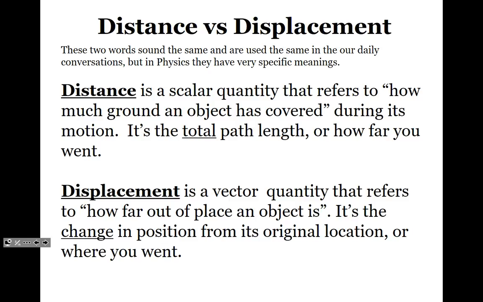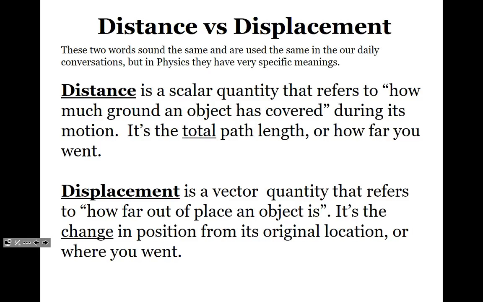So now we need to talk about the difference between distance and displacement. And you may feel like these two are pretty much the same, but they're not. They're different. And in physics, we're going to talk about why they're different. So distance is actually a scalar quantity because it's going to refer to how much ground that an object has covered in its journey. So it's going to be the total path or how far that the object went.